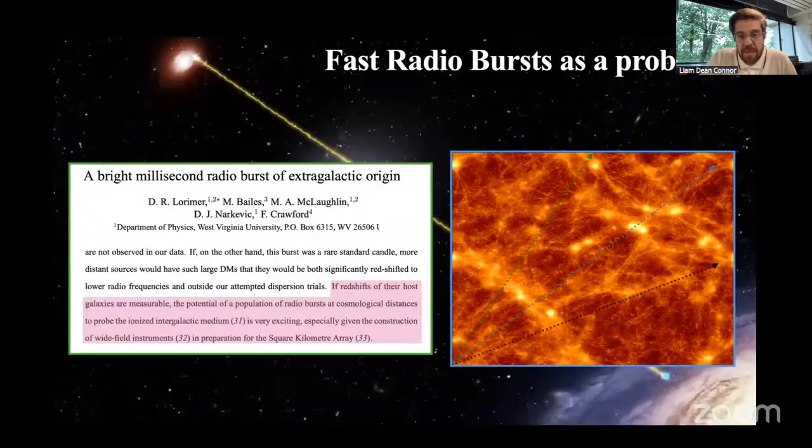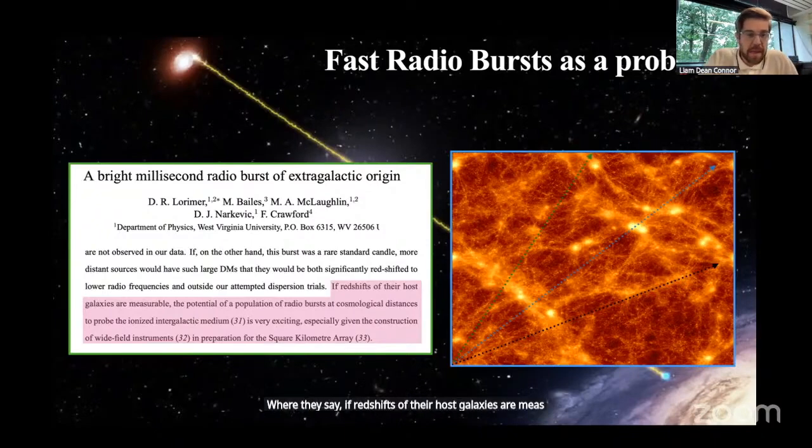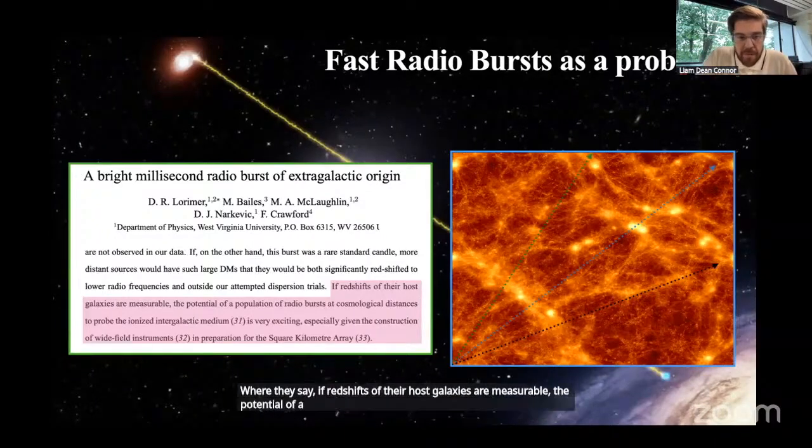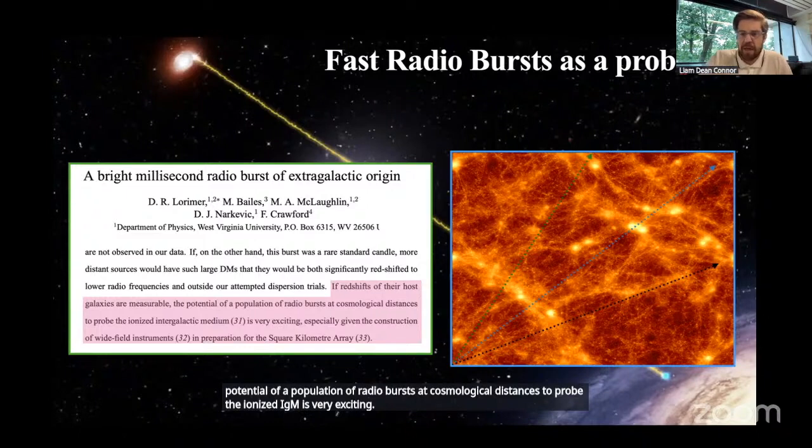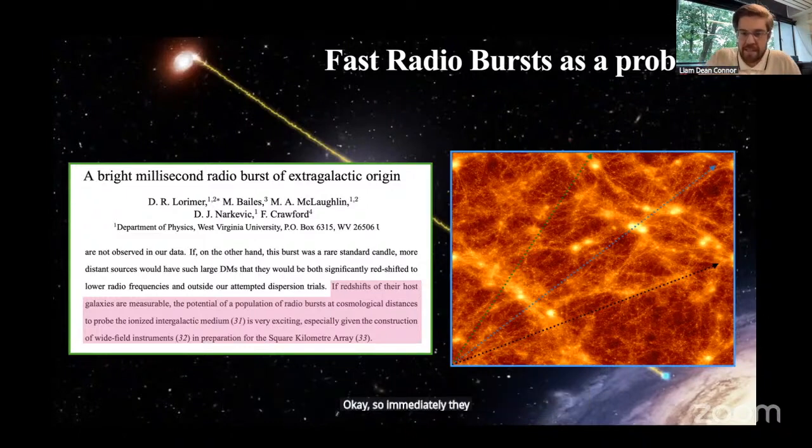I always like showing this slide. This is the final sentence of Dunk's 2007 paper, where they say if redshifts of their host galaxies are measurable, the potential of a population of radio bursts at cosmological distances to probe the ionized IGM is very exciting. Okay, so immediately they recognize that it's not just that FRBs are interesting by virtue of being cosmological and energetic and new, but they're also useful.